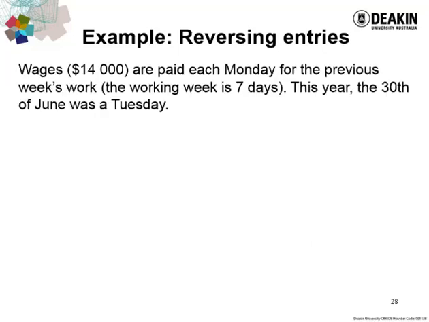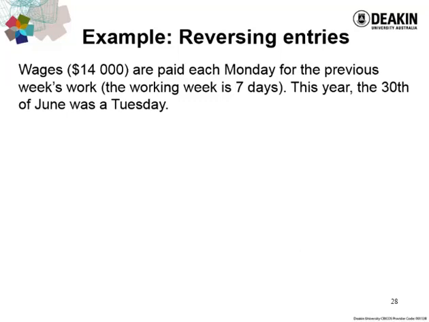Let's have a look at an example. In this example, weekly wages are $14,000 for 7 days. So 1 day is $2,000. It is paid every Monday for the previous week's work. 30th of June in this case is on Tuesday. So 2 days of wages are owed, which amounts to $4,000, because $2,000 times 2 equals $4,000. So the accrued wages is $4,000 in this case.